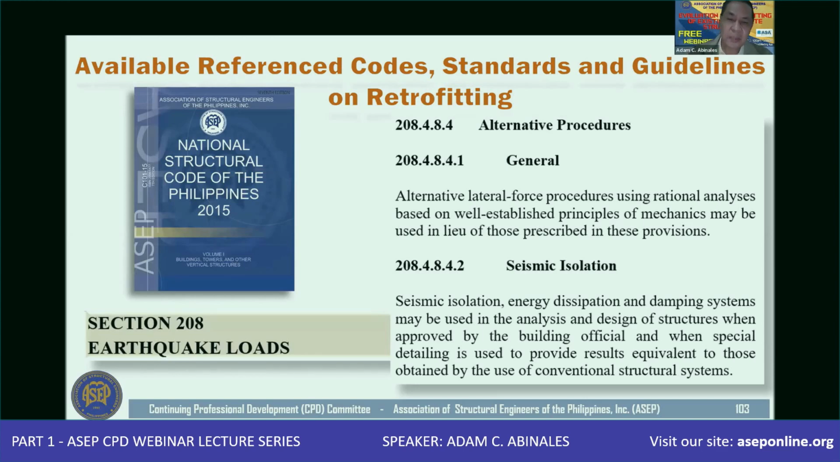So I would say that these provisions of the NSCP would give a hand to the structural engineer, but I would say that the structural engineer must be knowledgeable enough on these aspects of alternative procedure. You really have to fully understand the principle behind this.